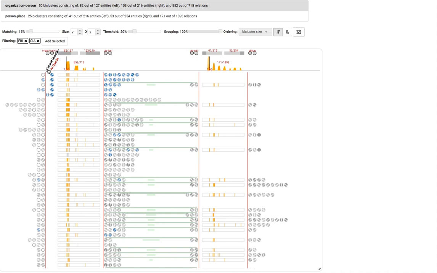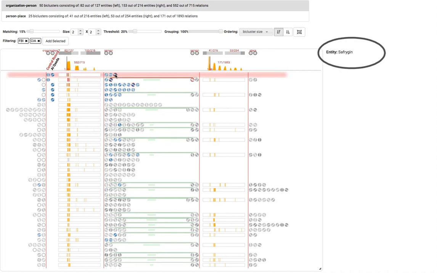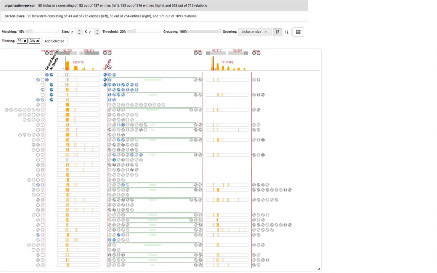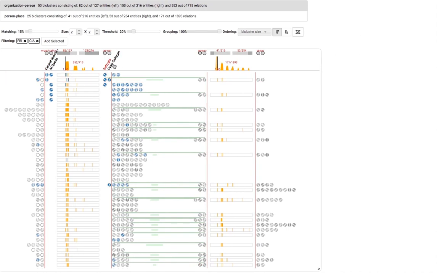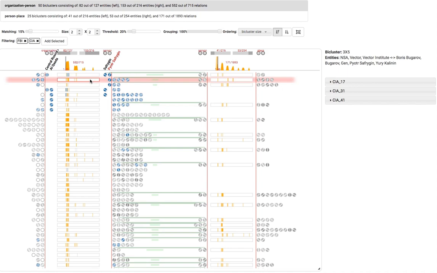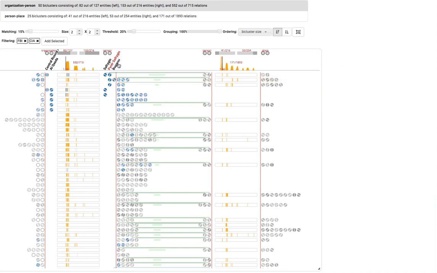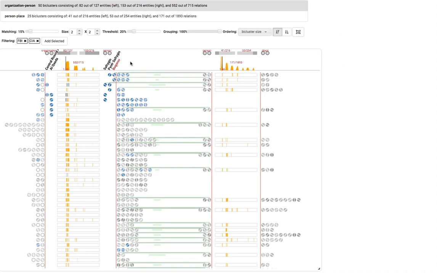Next, Emma shifts her attention to the person domain. Very easily, from the dark blue entities, she identifies Safrigin and Pyotr Safrigin are the most shared person entities in the biclusters that include the two organizations. Reading reports associated with these biclusters reveals that Safrigin and Pyotr Safrigin refer to the same person, and also points out another suspicious person named Bugarov, who is a biologist.